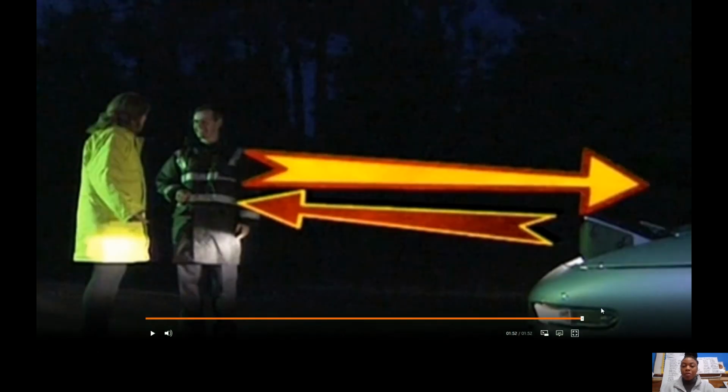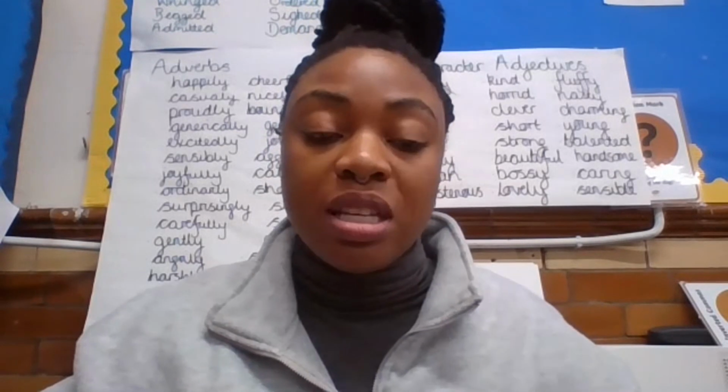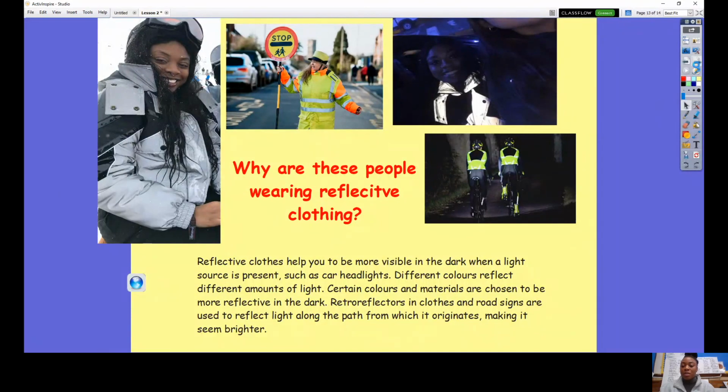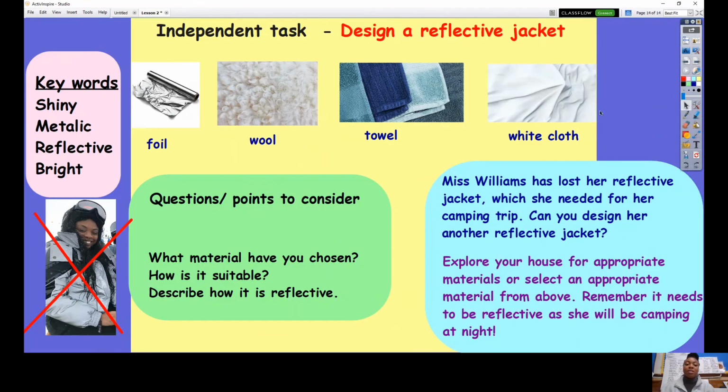Okay, again, hopefully you picked up something from that video and how important it is for people who are in the dark to be wearing retroreflective material. So just to go back to our slides, now I'm just going to explain your independent task. Right, unfortunately, something very bad has happened to me. Miss Williams has lost her reflective jacket, which I needed for my camping trip coming up. Can you design me another reflective jacket using a different material?